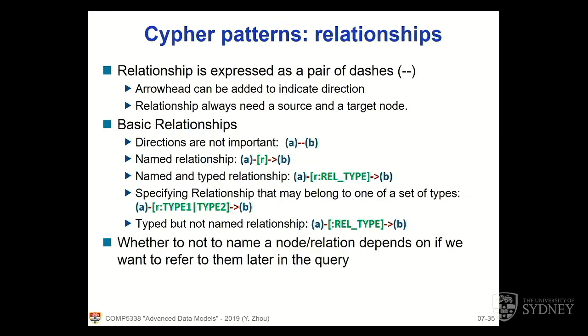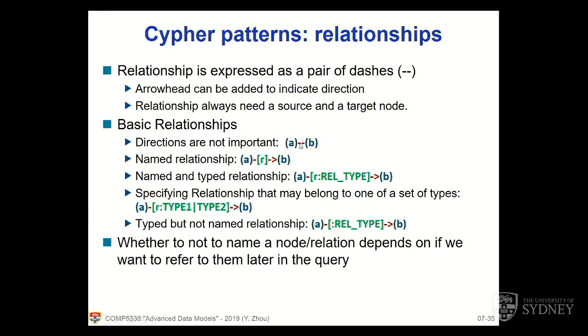Okay, well, relationship. A relationship is expressed as a pair of dashes, like this. And you can add arrows to indicate direction. The basic one is just dashes, which is undirected. So it always needs a source and a target node, like this. Here I say directions are not important. So this means a very basic relationship between A and B, between two nodes. And we don't even care what type of node it is, just any relationship between two nodes.